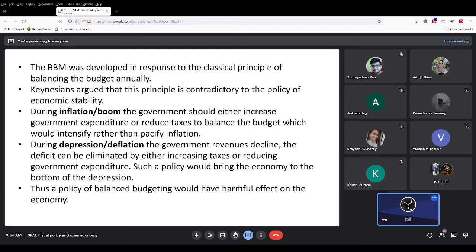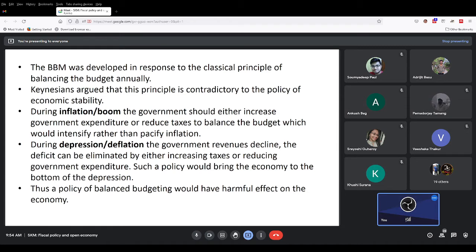So what should you do to balance the budget? You have a surplus because taxes have gone up. How will you balance the budget? Sir, increase G. Exactly. Now during inflation, if you increase G, what will happen to aggregate demand?